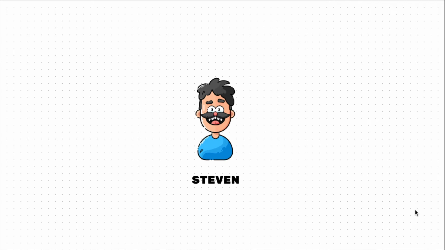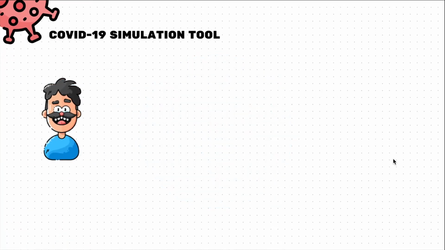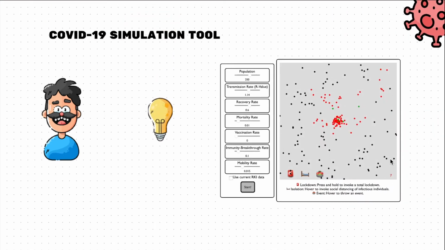Here we have Steven. Steven is an ordinary man who works at a factory, and he is eager to follow the news and politics. But since the coronavirus, he feels overwhelmed. He is afraid of being misinformed or influenced, and he has a lot of doubt. He wishes to have some kind of a simulation that helps him to understand and visualize the effects of restrictions.